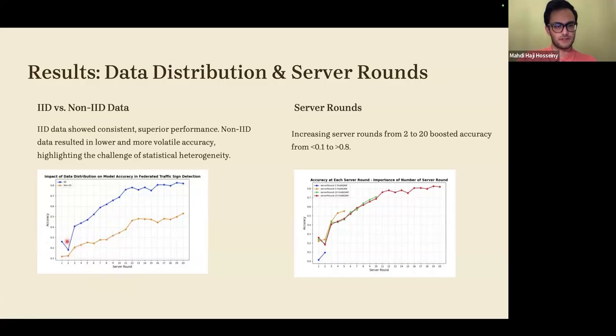Let me share my laser. So this is the IID, where the y-axis stands for accuracy, and on the same server round, the IID gets a better accuracy. And also we examine server rounds, which stand for how many times the server aggregates all local models. As you can see, the more server rounds, the higher the accuracy that will be achieved.